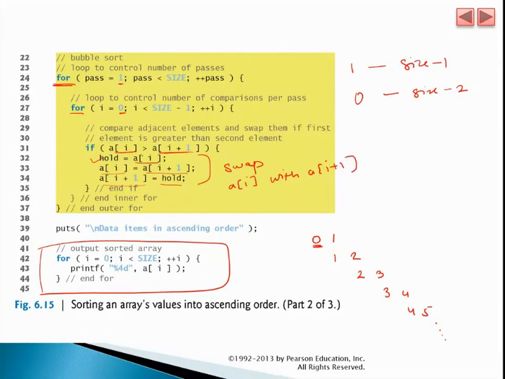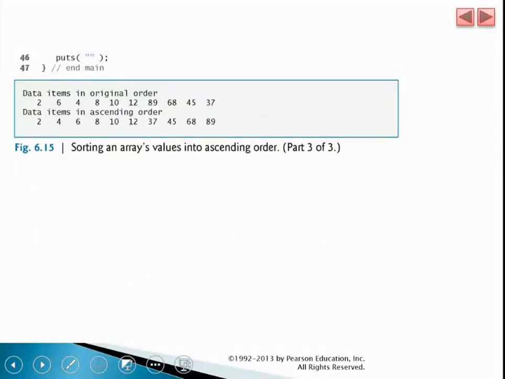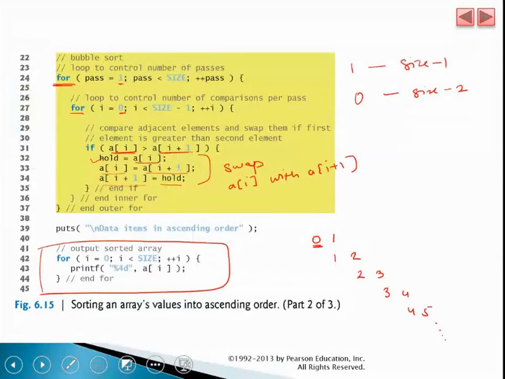Okay, and this swapping will occur only if the number which is written at the lower index is greater than the number which is written at the higher index. Once you are done, the whole array is sorted. Any question in here? So this is the output. Any question? Yes, please. If there is any question, please go ahead, ask.